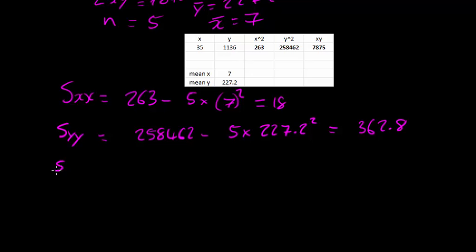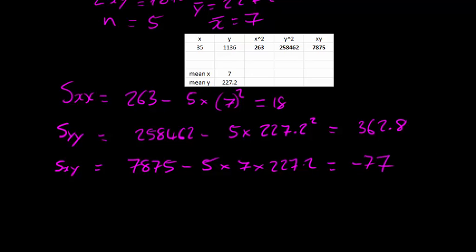Yes, the theme is Blue Peter, and I have all the answers already written down somewhere. So Sxy is 7875 minus 5 times, now I haven't done the mean of, oh yes I have, because it's the mean of x times the mean of y. Mean of x, so 7 times the mean of y, 227.2, and this one comes out to be minus 77.